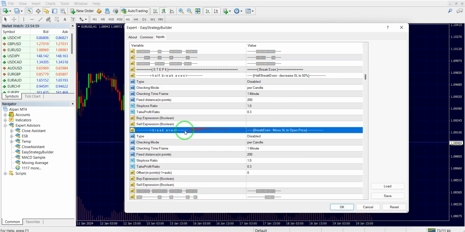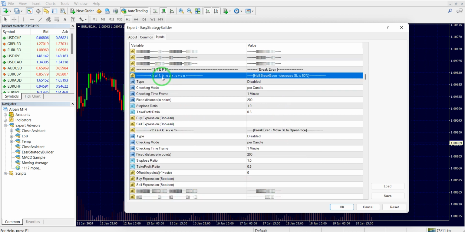This is for half break even. Half break even means the ESB cuts your risk by half. So let's say your position is already in profit, and your stop loss is 10% of your balance.